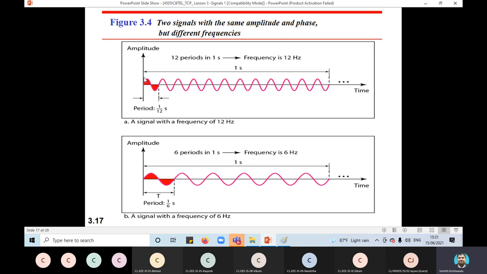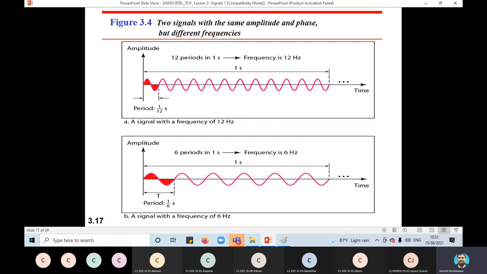And you see here one wave component highlighted or colored in red. That is to let you easily identify the shape of one wave component. So see how many wave components you had. You had 12 wave components within a 1 second time duration.